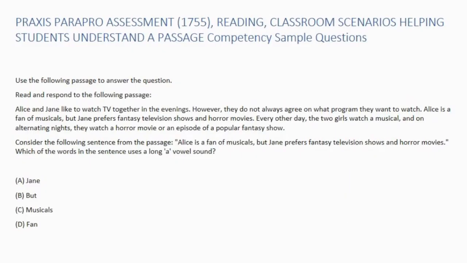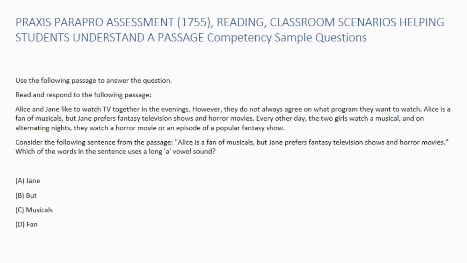Consider the following sentence from the passage. Alice is a fan of musicals, but Jane prefers fantasy television shows and horror movies. Which of the words in the sentence uses a long A vowel sound? Is it A, Jane, B, but, C, musicals, or D, fan?